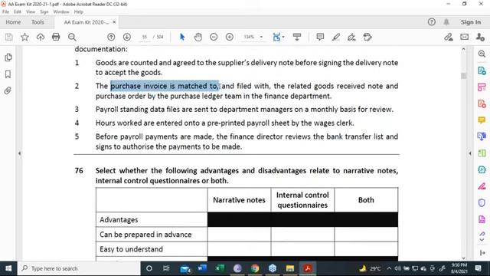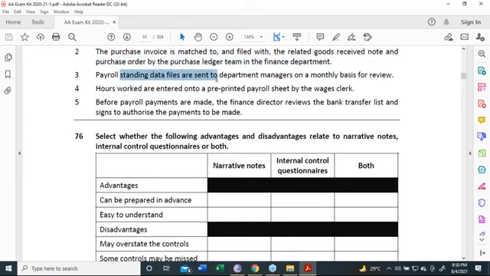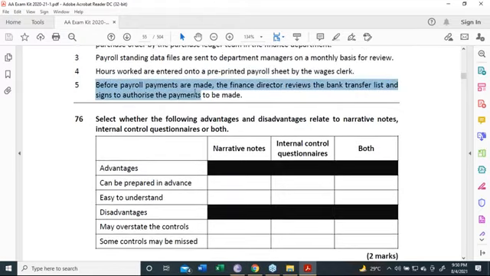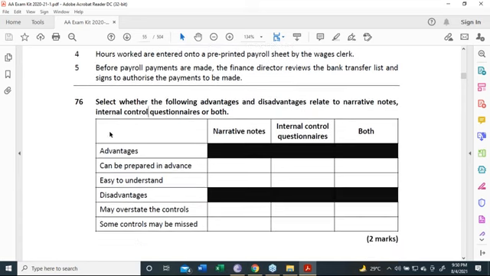The purchase invoice is matched to and filed with related goods received note and purchase order by the purchase ledger team in the finance department. That sounds all right. Payroll standing data files are sent to the departmental managers on a monthly basis for review. That's all right. We stated this today as well, that the standing data files need a review. That's fantastic. Hours worked are entered into a pre-printed payroll sheet by the wages clerk. Well done, pre-printed payroll sheet. Before payroll payments are made, the finance director reviews the bank transfer list and signs to authorize the payment to be made. Okay.